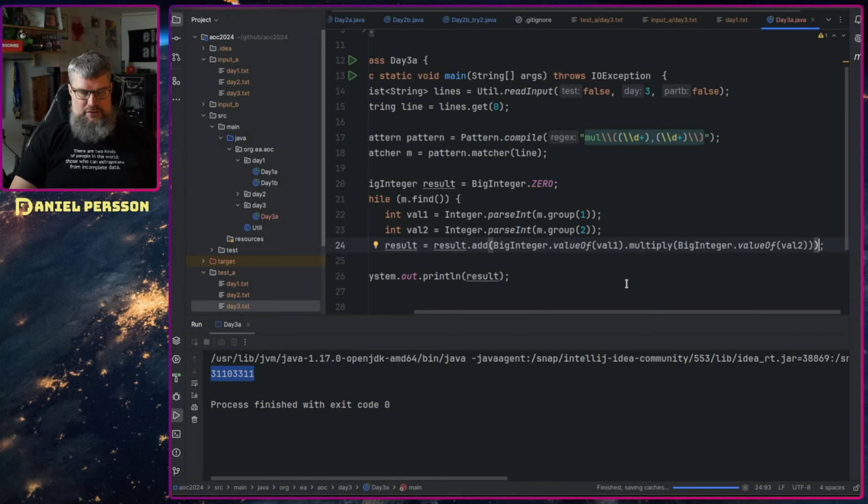So this was not that much code, and it's pretty clean, pretty easy to understand if you understand how to write these regular expressions with patterns. That's the hard part here.